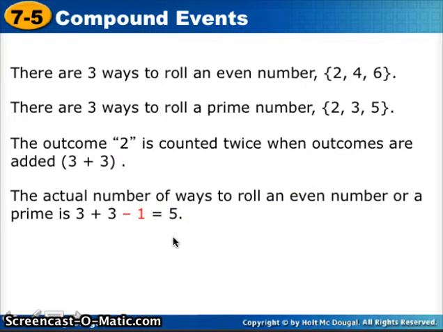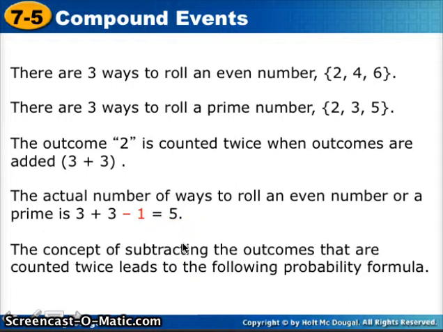So we have to subtract that out. The actual number of ways to roll an even number or a prime number is 3 plus 3 and then minus the 1, which gives us 5. The concept of subtracting outcomes that are counted twice leads us to the following probability formula.